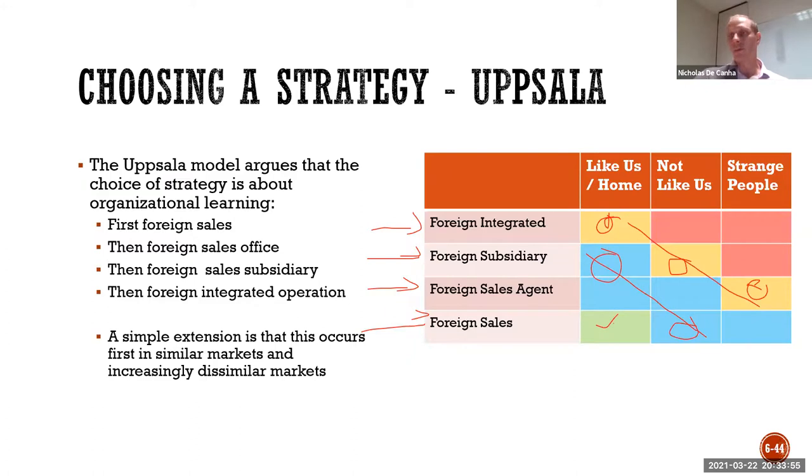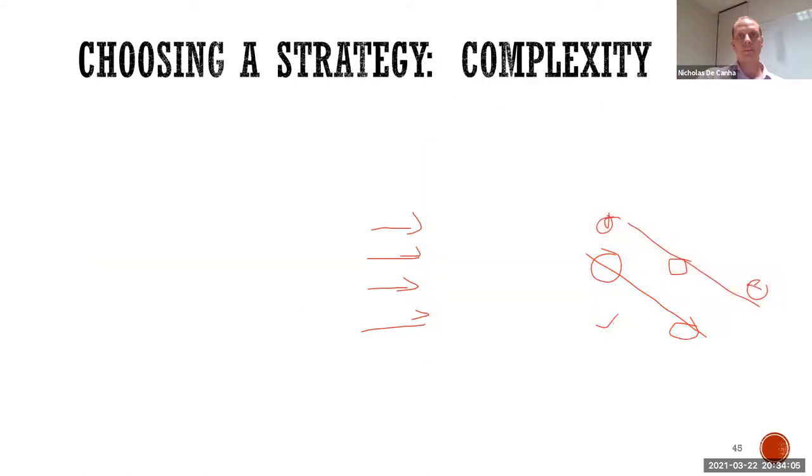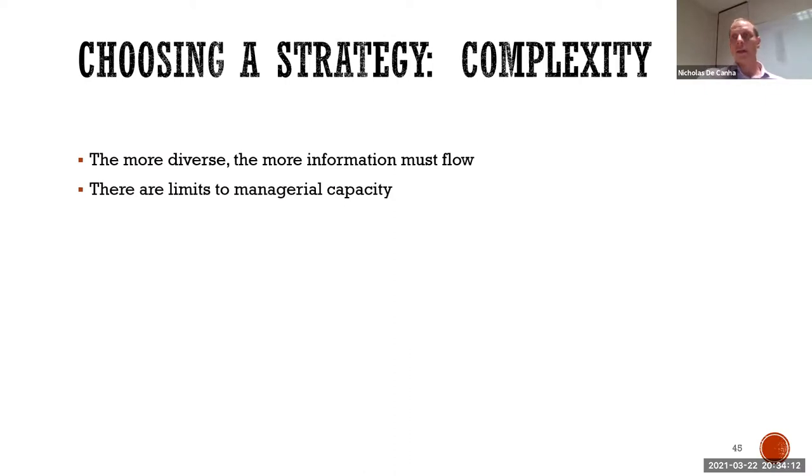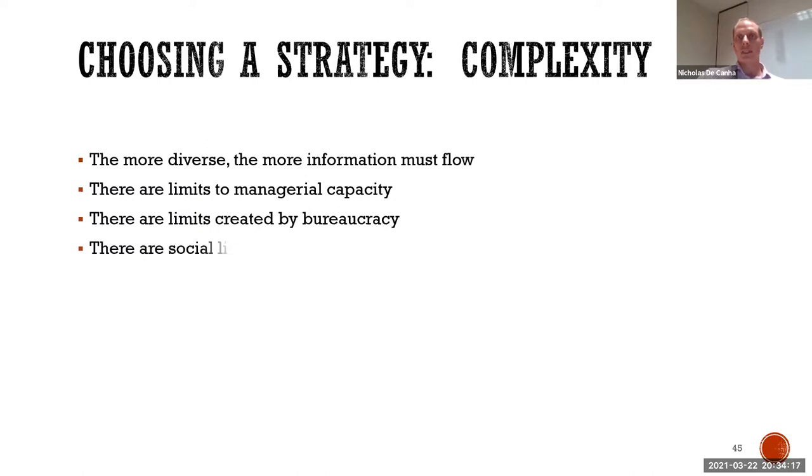There's fewer cultural problems. There's less marketing problems. The supply chains are less different. The point is that this dimension works when you talk about internationalization as well. Okay, the more diverse you are, the more information must flow. There are limits to managerial capacity. There are also limits from the bureaucracy. There are social limits. And so really expanding further and further away from your core is quite difficult.